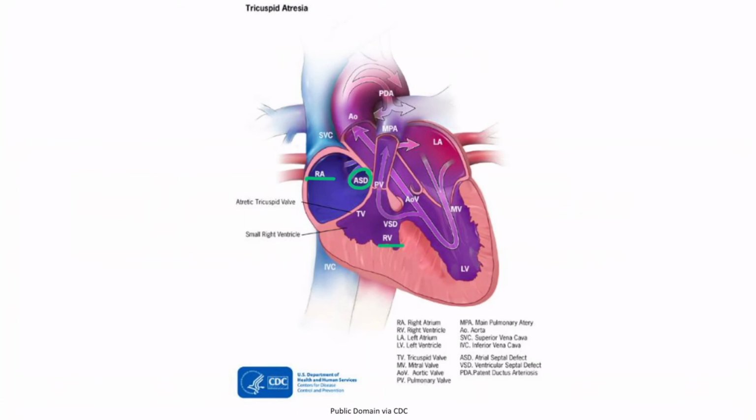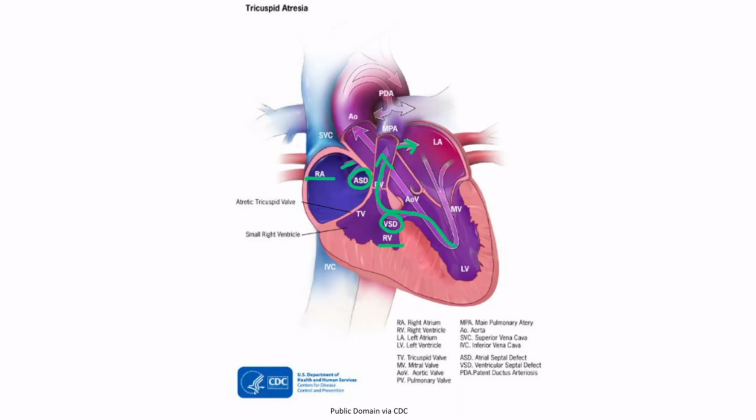An ASD is present, which allows the obstructed blood to move from the right atrium to the left atrium, hence the right to left shunt. There is also a ventricular septal defect, which you can see right here, and this allows blood to move from the left ventricle into the pulmonary artery, like this.